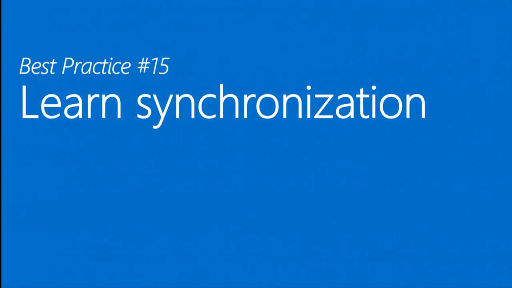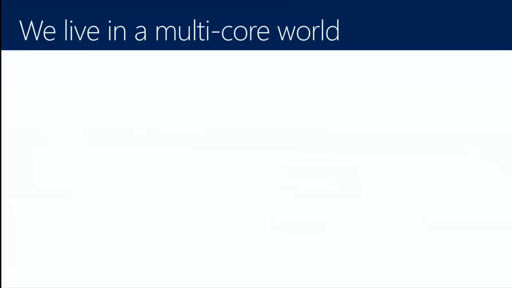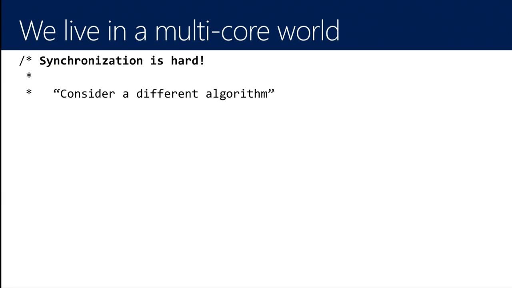Any surprise here? We live in a multi-core world. Synchronization is hard. So we got the advice to learn synchronization, then I went out and learned more about it and tried to distill it down to 3 or 4 best tips. And what did I get? Consider a different algorithm, right?